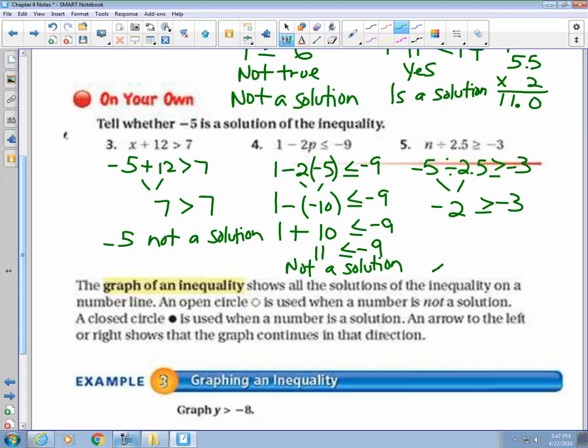Negative 2 on a number line would actually be, here would be negative 3, negative 2 would be to the right, 0 would be up there. Negative 2 being to the right of negative 3 means it is greater than negative 3. So this is true, which makes negative 5 a solution to this inequality.